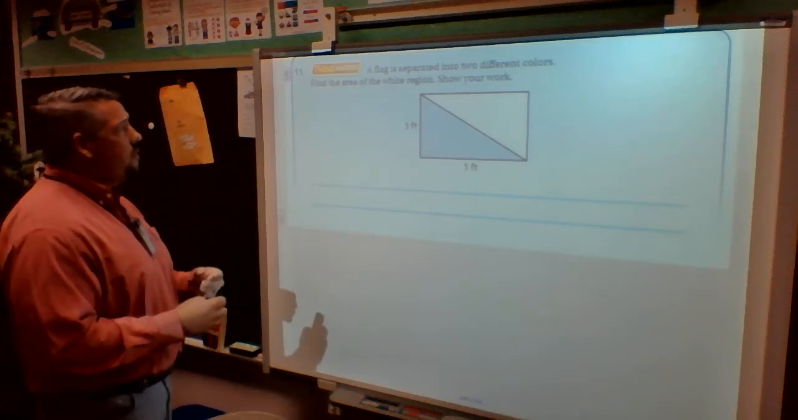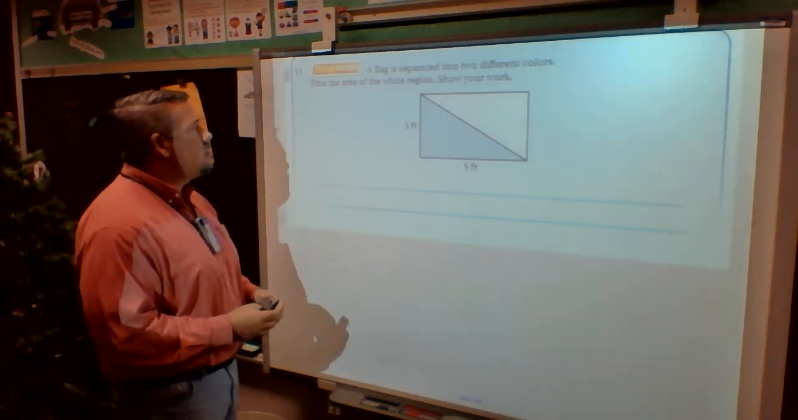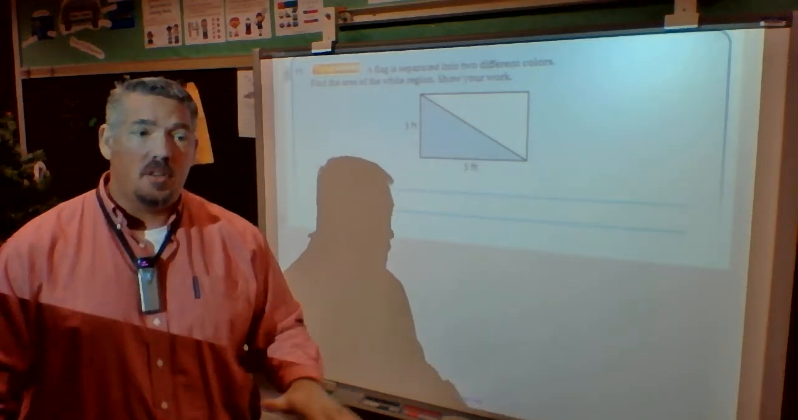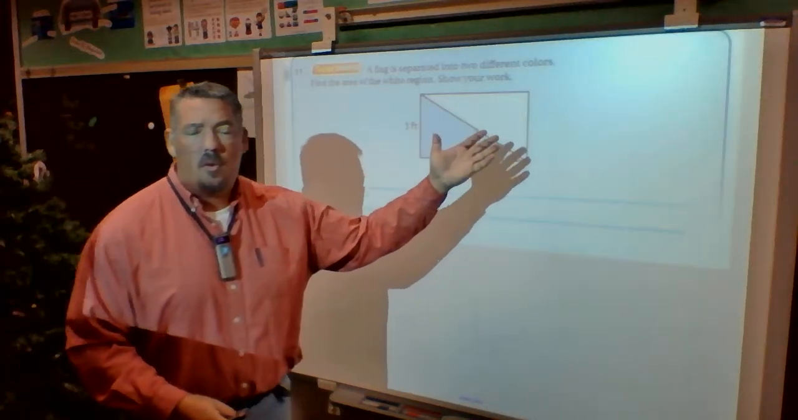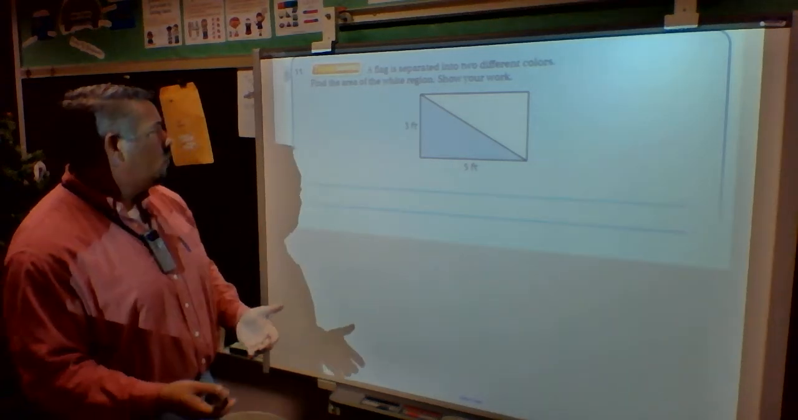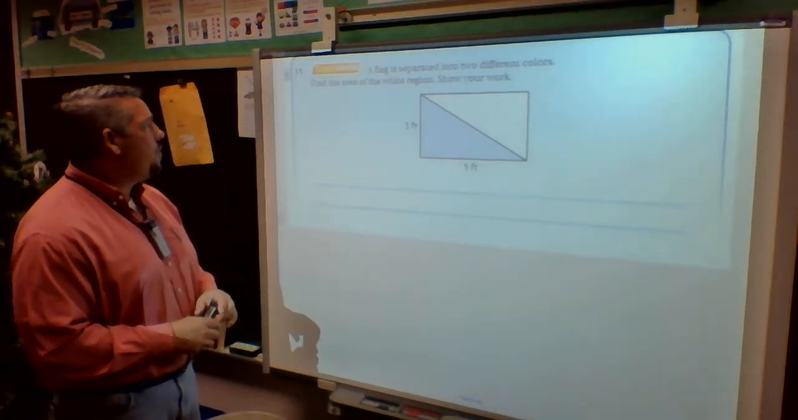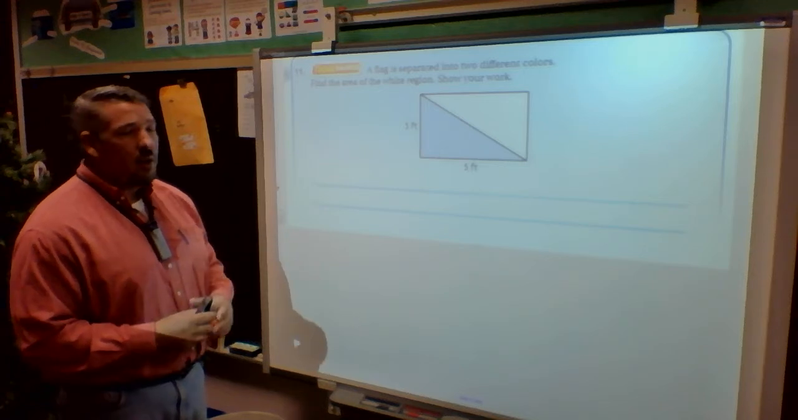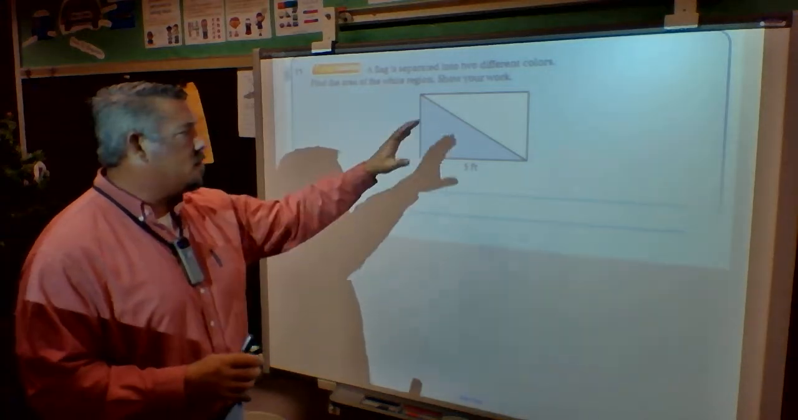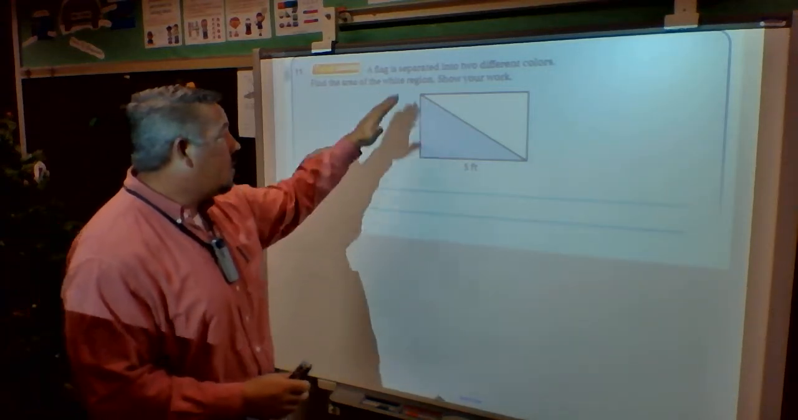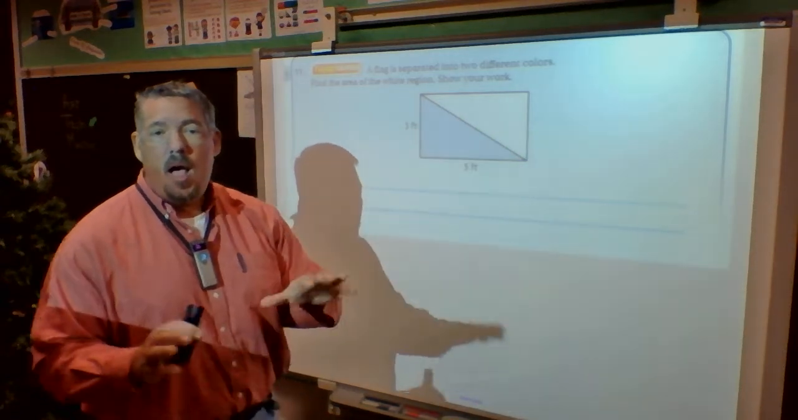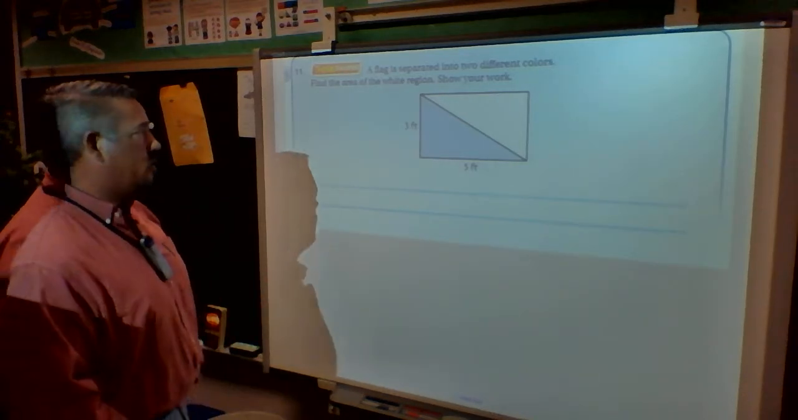On this one then, it says a flag is separated into two different colors. Find the area of the white region. But I'm not given any measurements on the white region, and we haven't talked about how to find the space of a white region when it doesn't give me the measurements. So how are we going to do it? Well, what is the shape originally of the flag? It's a rectangle, right? And we said that it really doesn't matter what portion has measurements or not. If I divide it in half with that diagonal, that hypotenuse, then I know that this shape and this shape has to be the same. So the math looks exactly the same.